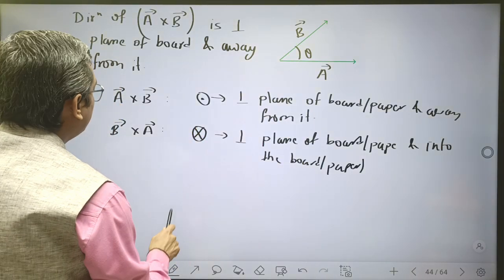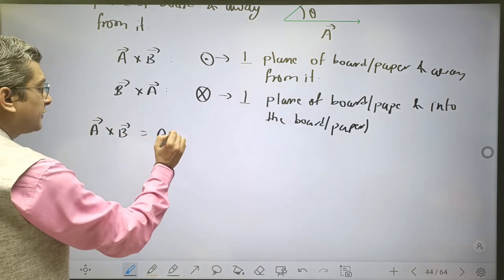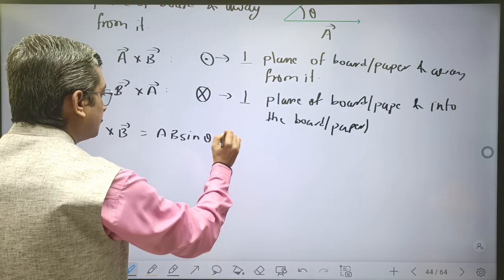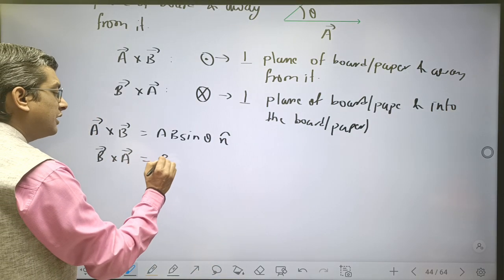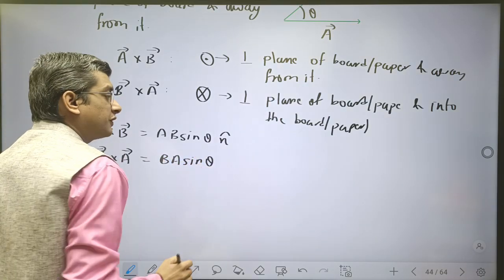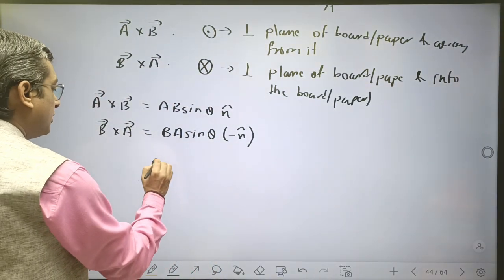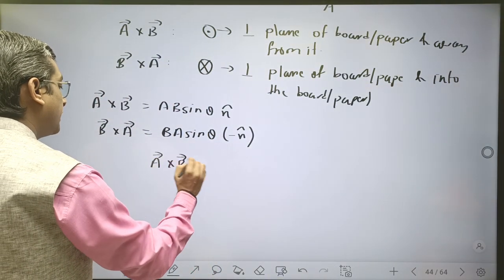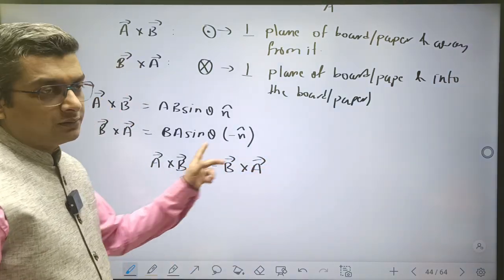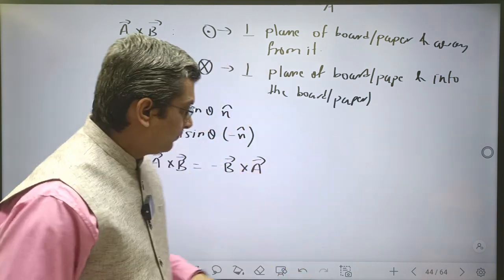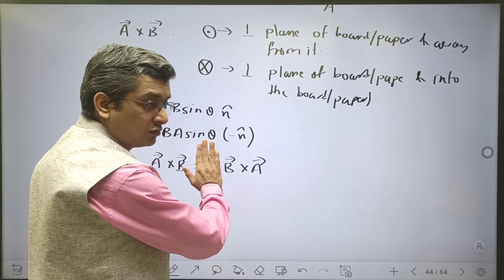So B cross A. So dear students, what is the difference between A cross B and B cross A? A cross B is given by AB sine theta n cap, isn't it? And B cross A has the same magnitude, but the direction is opposite to this n cap, so this is minus n cap. So both have the same magnitude but their direction is different, so we can write A cross B is minus of B cross A, since, as we all know, the minus sign before a vector represents the reversal of direction.